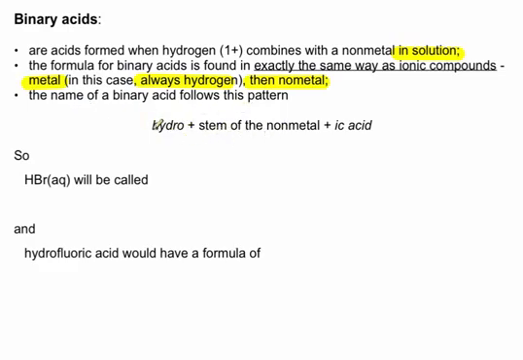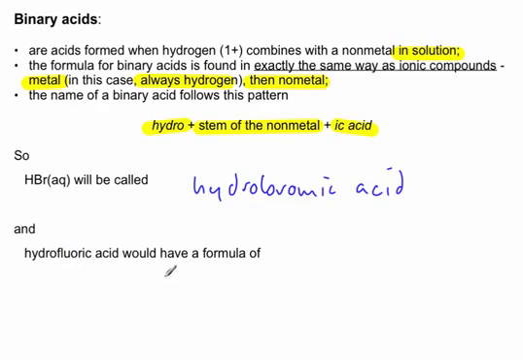Here's that hydro first. So we always add this prefix hydro. Then we have the stem of the nonmetal, and by stem of the nonmetal, I mean something like chlor for chlorine. And then we add this ic acid. So hydrochloric acid. So something like HBr, we know it's an acid because of the aqueous, so we're going to call this hydrobromic acid.